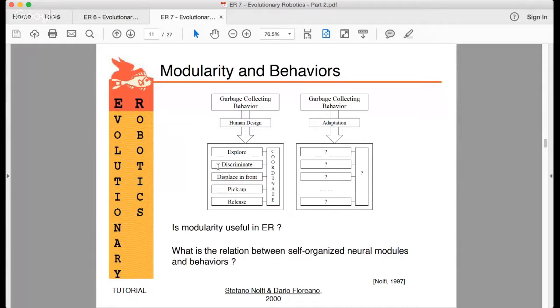Conversely, in the case of the evolutionary approach, the use of modularity is not mandatory, as we described earlier when using mobile robots. That produce the behavior that can be decomposed into a set of basic behaviors.